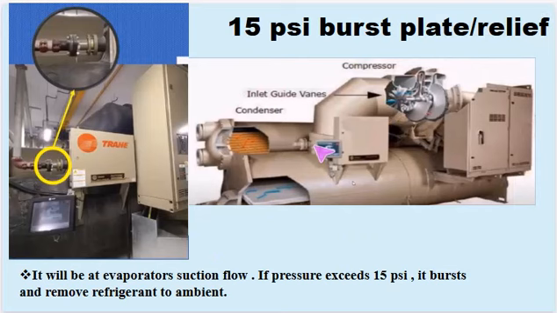This slide illustrates the role of a burst plate or relief valve. Located on the evaporator suction side, this valve protects the system from excess pressure. If pressure in the suction line exceeds 15 psi due to blockage or other issues, the burst plate will rupture, venting refrigerant to the atmosphere and preventing system damage. The burst plate is a critical safety device, making routine checks important for system protection and longevity.